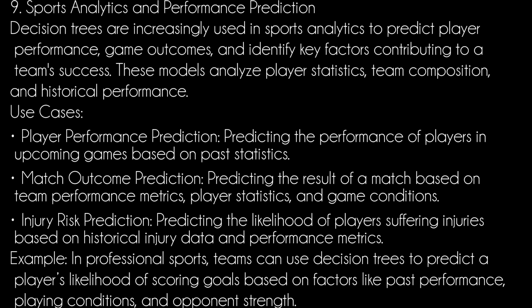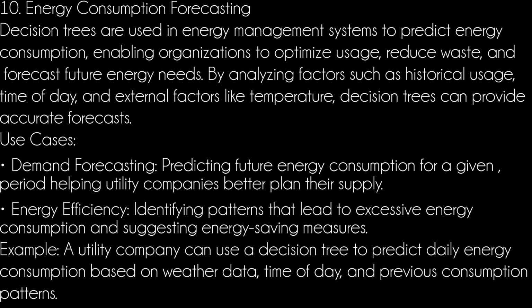Example: in professional sports, a team can use decision trees to predict a player's likelihood of scoring goals based on factors like past performance, playing conditions, and opponent strength.